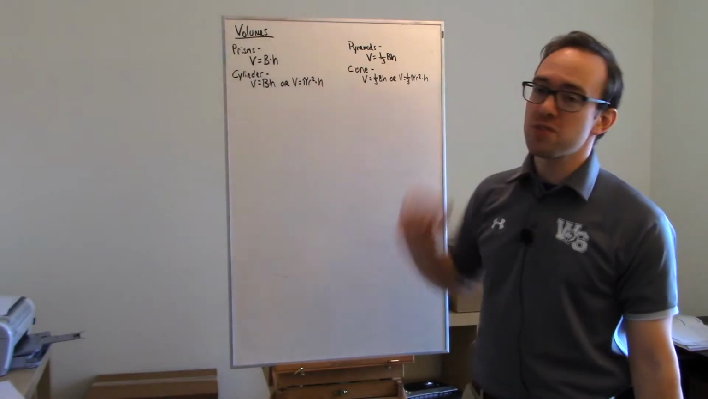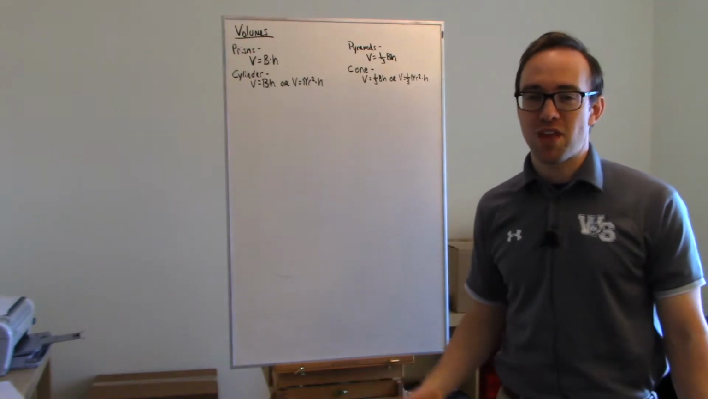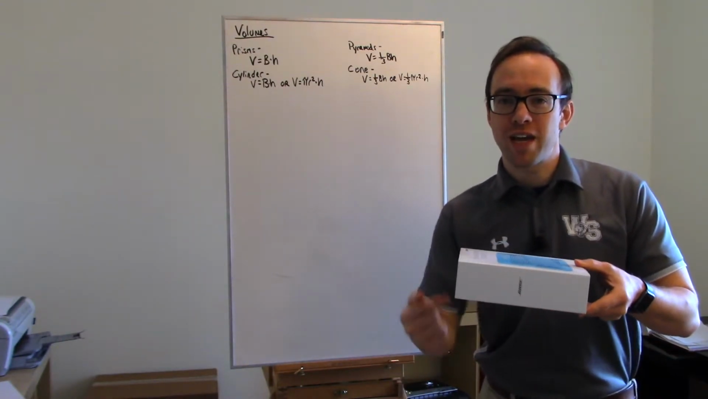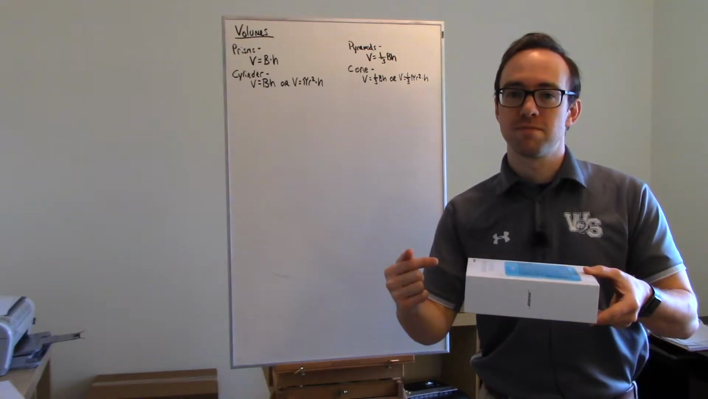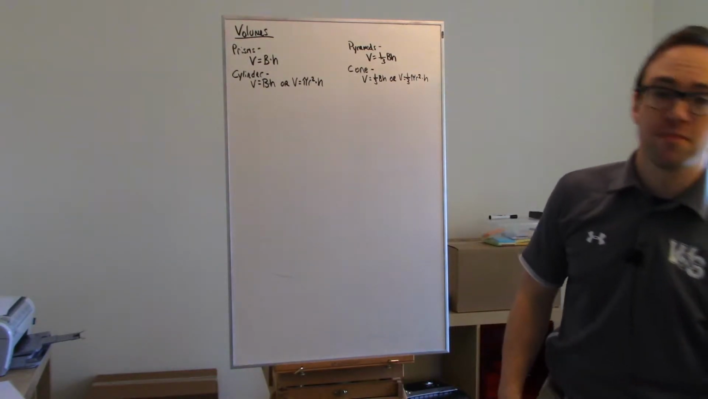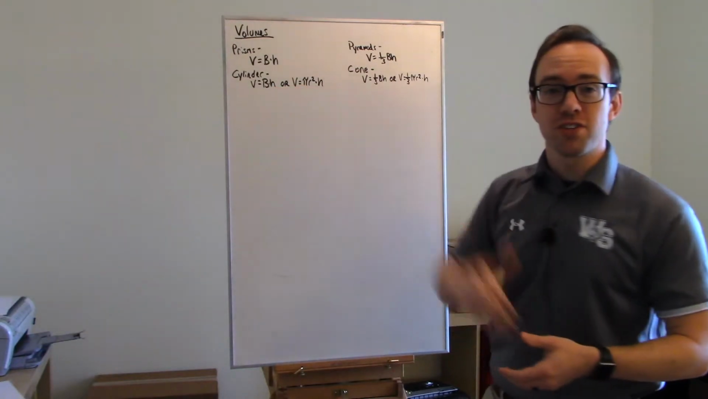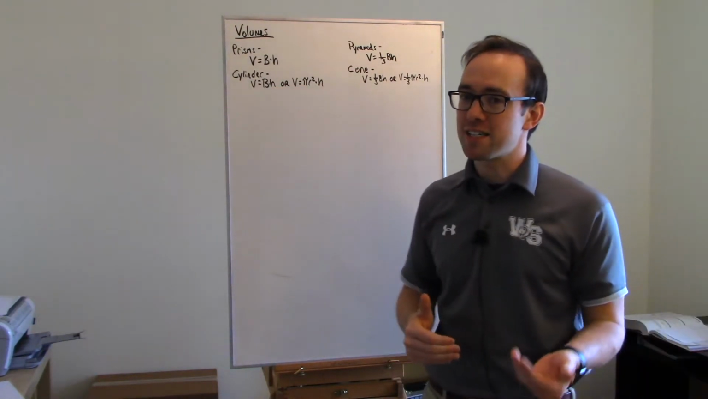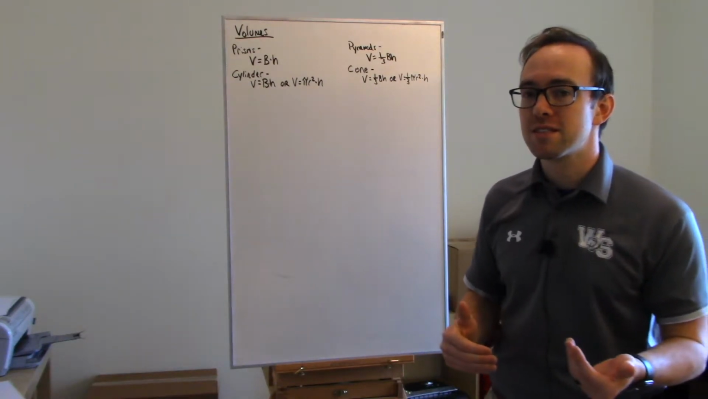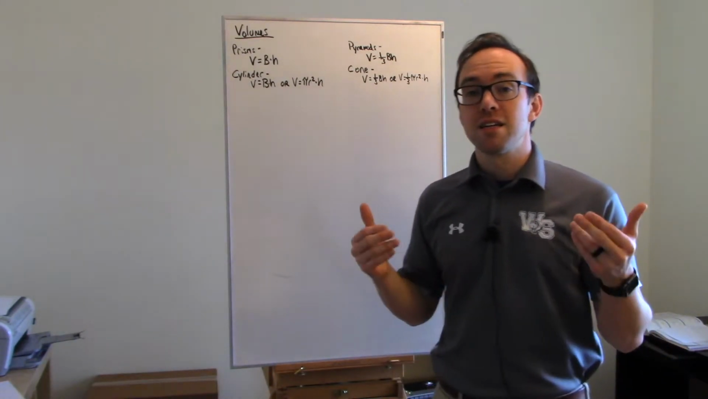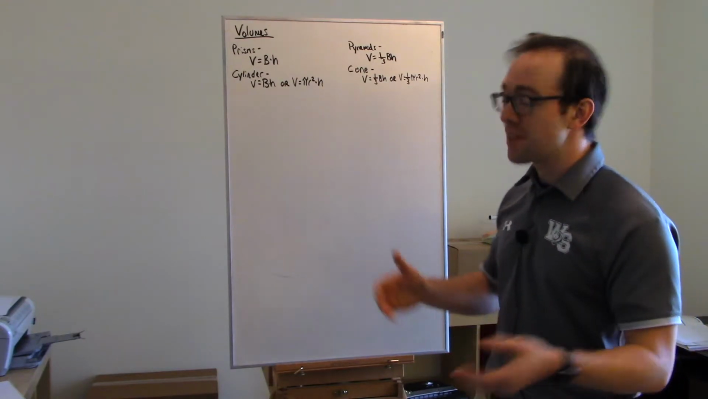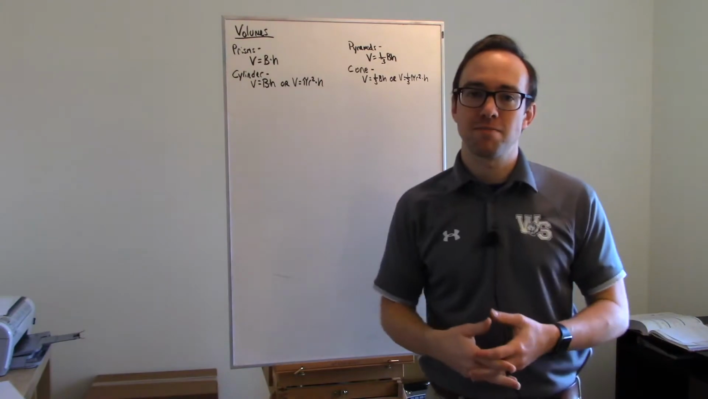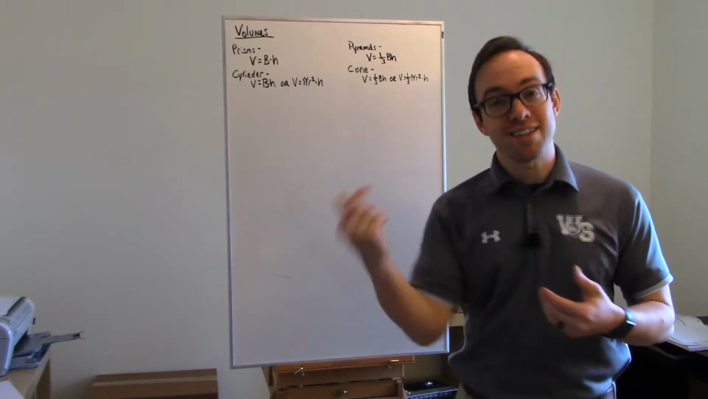The volume for a prism is the area of the base times the height. So for any prism that you have, the area of the base times the height. For a cylinder, the volume formula is the exact same, the area of the base times the height. Now for a cylinder, that will always be pi r squared times the height, because the base is a circle.